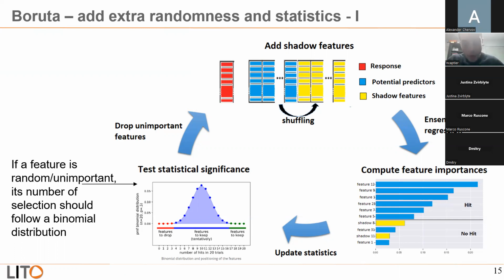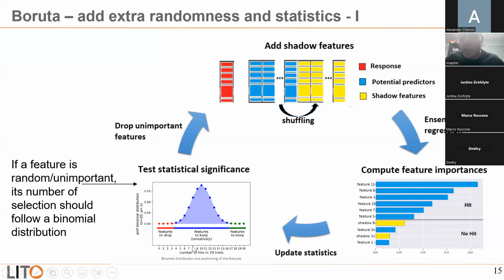So at the end, a way of saying my feature is really important is that I will compare the number of times it has been selected with just a random binomial distribution. Meaning that if the feature is random, it will maybe be selected with probability 0.5. But if my feature is really relevant, it will be selected a high number of times compared to this random distribution.